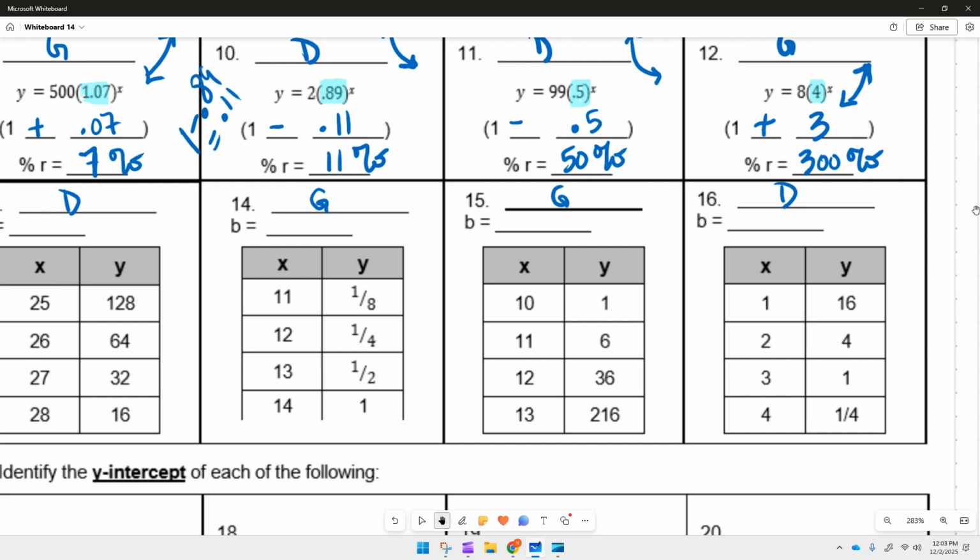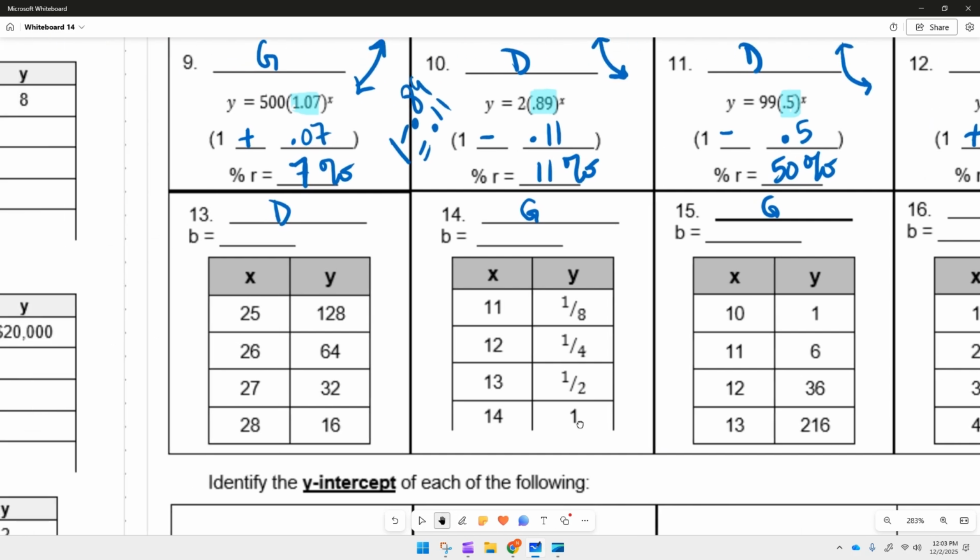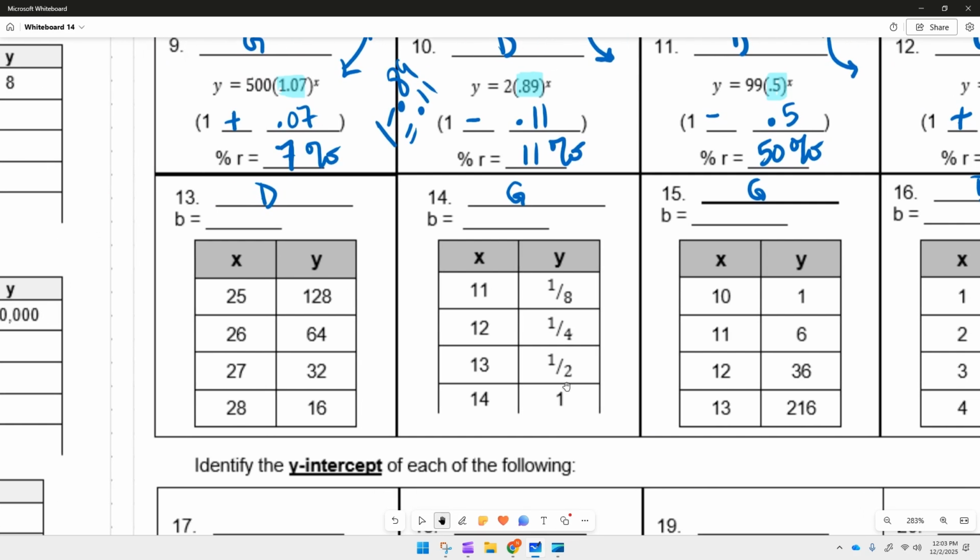Now let's talk about finding our b value. There are two ways to go about this. One of the ways you're going to need to know for your test, so think, this is term 1, this is term 2, term 3, term 4. I'm using T to represent term, right? Does that make sense?